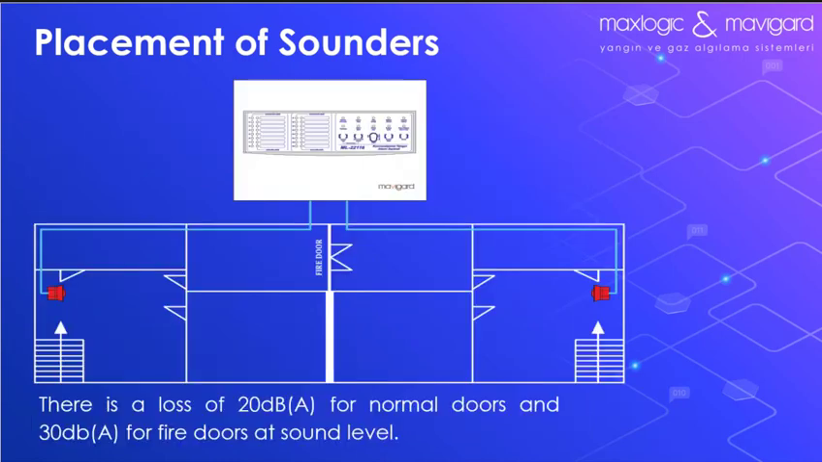Another important issue is the doors when placing the sounders. If there is a door or a fire door in the projected area, there will be a loss in the sound to be heard from the siren. This loss is 20 decibels for normal doors and 30 decibels for fire doors.